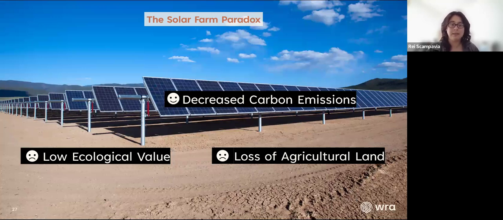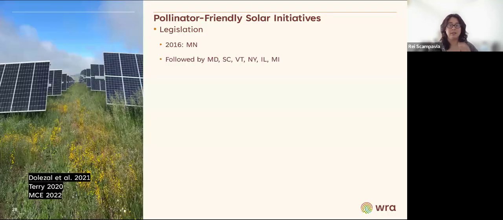However, these solar farms typically have low ecological value and can result in the loss of agricultural land. And because of this, there can also be a fair amount of public opposition to the construction of new solar farms. So pollinator-friendly solar initiatives have become an increasingly popular way to balance these issues with solar farms. And in 2016, Minnesota became the first state to pass legislation promoting the development of these pollinator-friendly solar sites. Since then, 6 other states have also followed suit and developed their own pollinator-friendly solar initiatives.